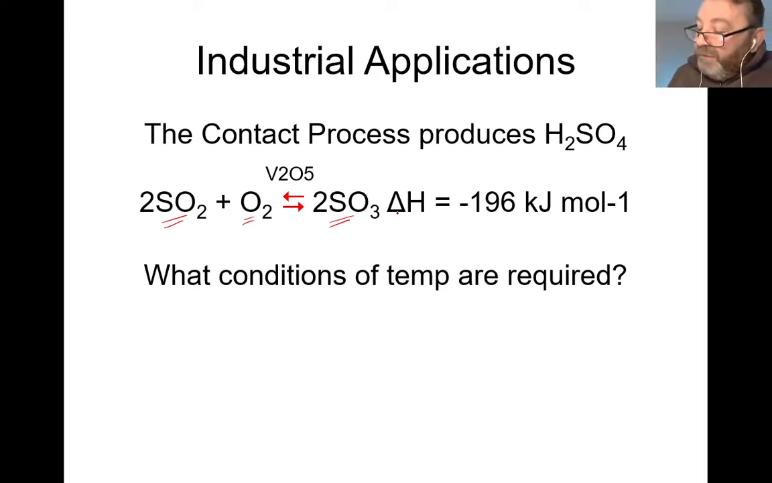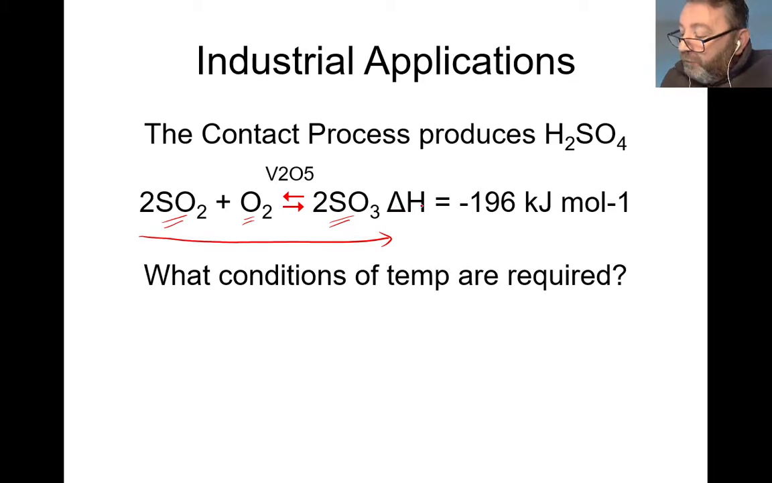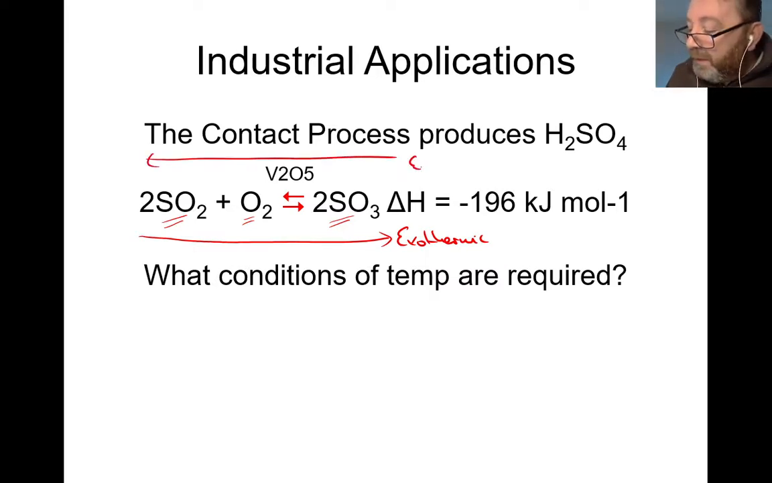Okay, delta H. Now, by the way, delta H always refers to the forward reaction. Okay, because we read from left to right, so therefore the delta H will always be for the forward reaction. What do I notice? The heat change is a loss of 196 kilojoules per mole, meaning that as the reaction proceeds forward, we're giving out heat. This is going to be exothermic, which again means that the backward reaction will be endothermic.